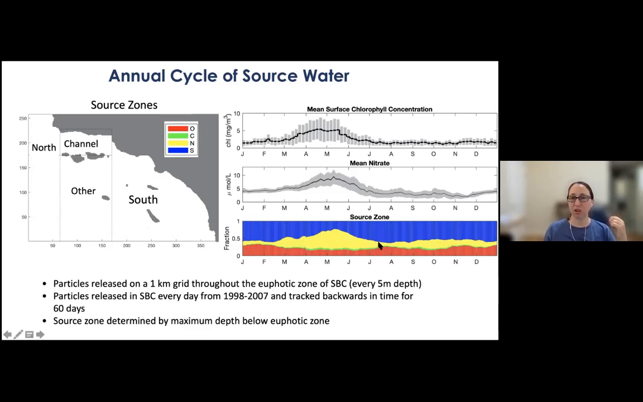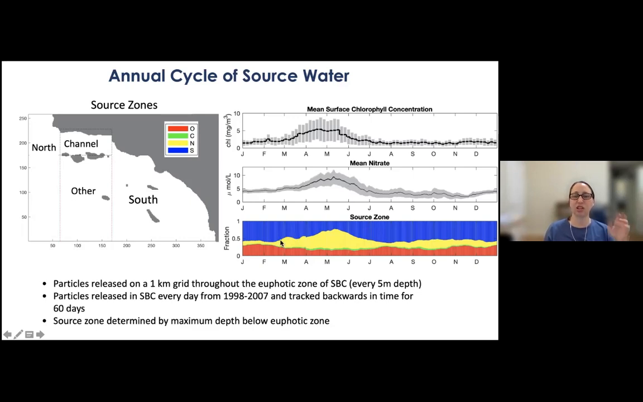So, but if you look at the pattern, you can see that the water coming from the north is dominant, is the largest, the same time as we're seeing the highest mean surface chlorophyll and mean nitrate, and is associated with wind-driven upwelling. And there's not much coming. There's this sort of other group there, but otherwise it's dominantly north.